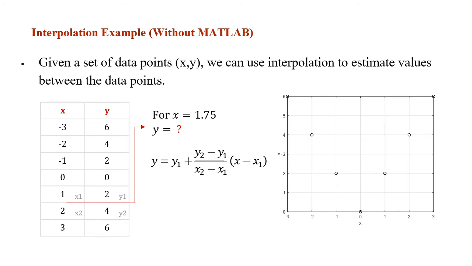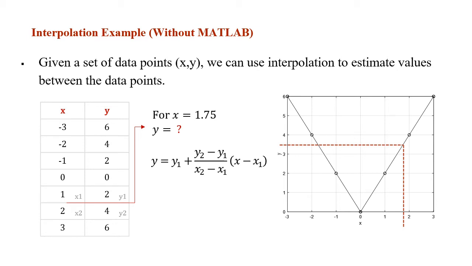Another way to do it is using a graph, so we can plot these points on the graph and then connect the points using straight lines, hence the word linear. So after that, we can draw a line on the point x is equal to 1.75 and find the intersection point to figure out the result.